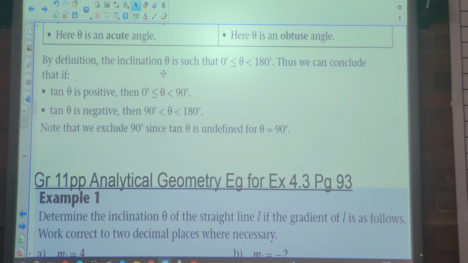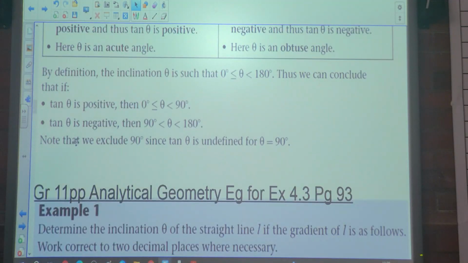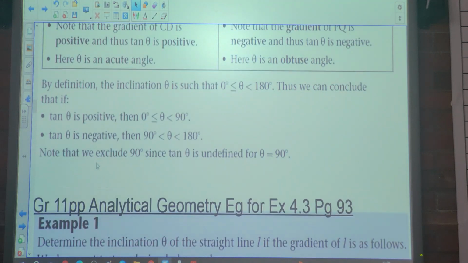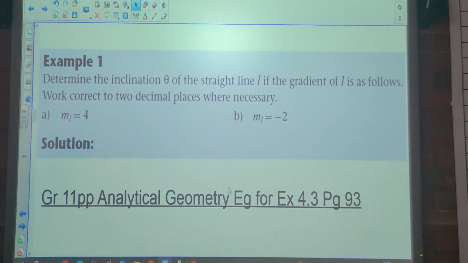By definition, the inclination theta is such that theta is greater than or equal to 0 but less than or equal to 180. Thus, we can conclude that if tan theta is positive, then theta is between 0 and 90 degrees, which means it's in the first quadrant. And if tan theta is negative, then theta has to be an obtuse angle. Note that we exclude 90 since tan of theta is undefined for theta equal to 90 degrees.